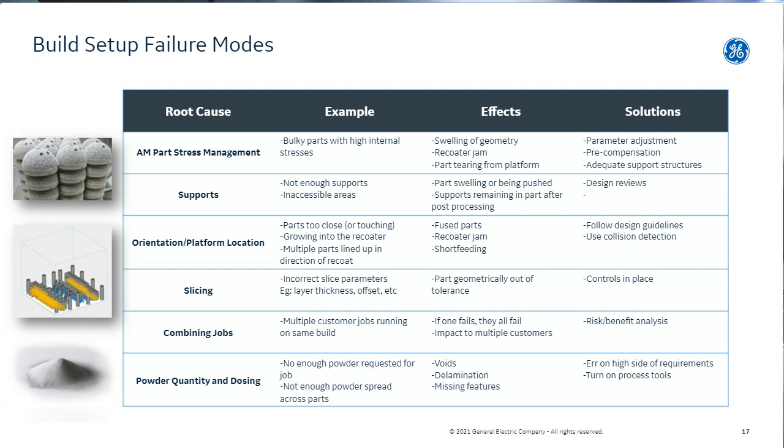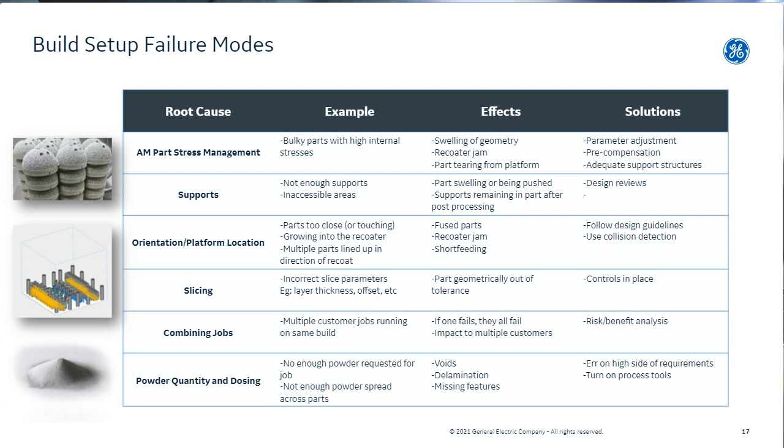Slicing, if you just don't use the right settings, the wrong layer thickness, there's usually some controls built into the machines that prevent you from doing this, but not always idiot-proof. Combining jobs is a risky move. It's great when you're in a time crunch if you know your parts from 2 different customer jobs, or maybe you have the same customer but 2 different orders. If you know they're going to print perfect, you've run them before or something like that, great. You can throw them together. Probably won't hurt. Make sure you've got enough powder and the dosing is modified to accommodate that.